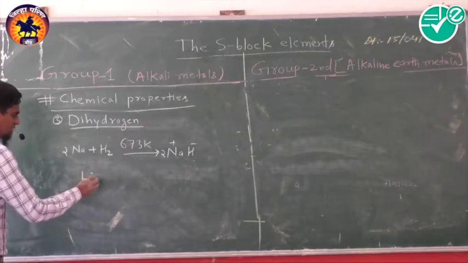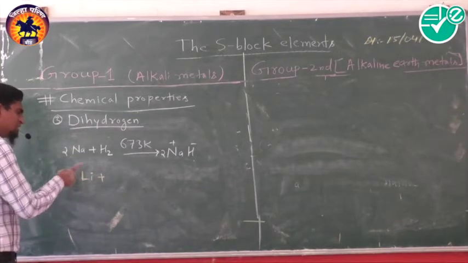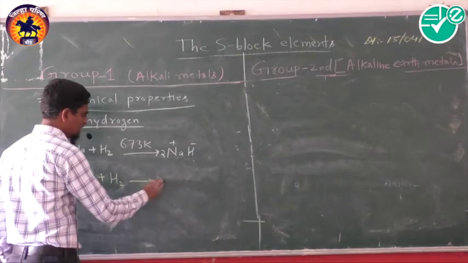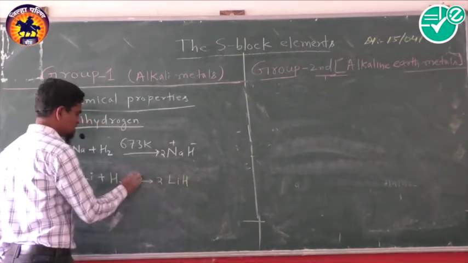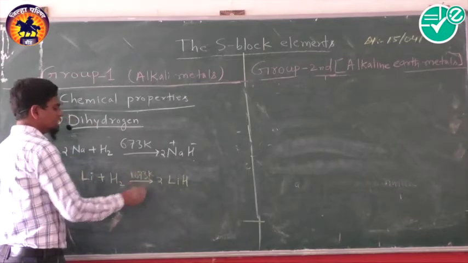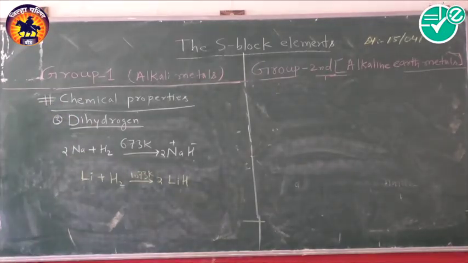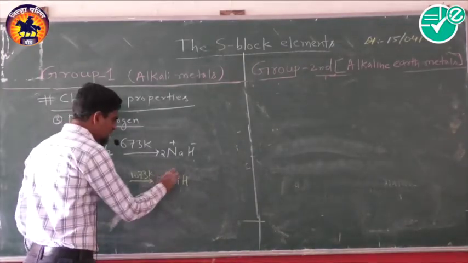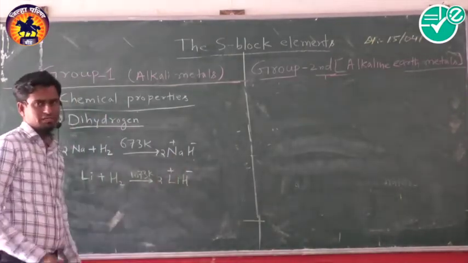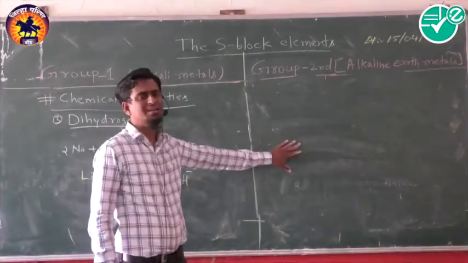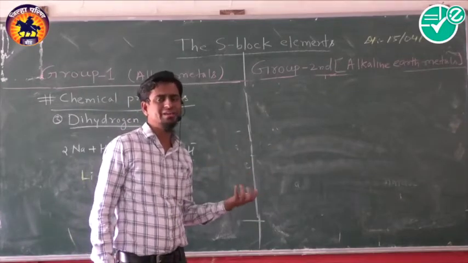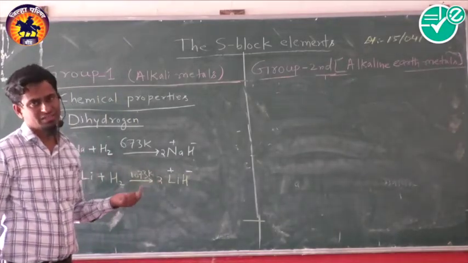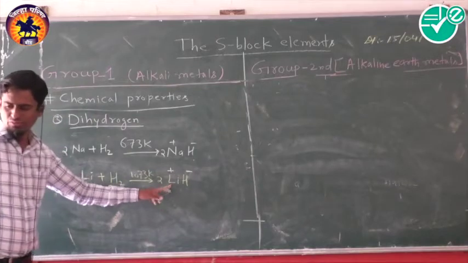But in case of lithium, what happens? Because it has very small size, its ionization energy is more as compared to other elements. It will definitely form lithium hydride, but the temperature is nearly 1730 Kelvin. Now here lithium is positive charge and hydrogen is negative charge. Just as beryllium oxide is covalent in nature among the alkaline earth metals, in the same fashion lithium hydride is also covalent in nature. Because what happens, sir?